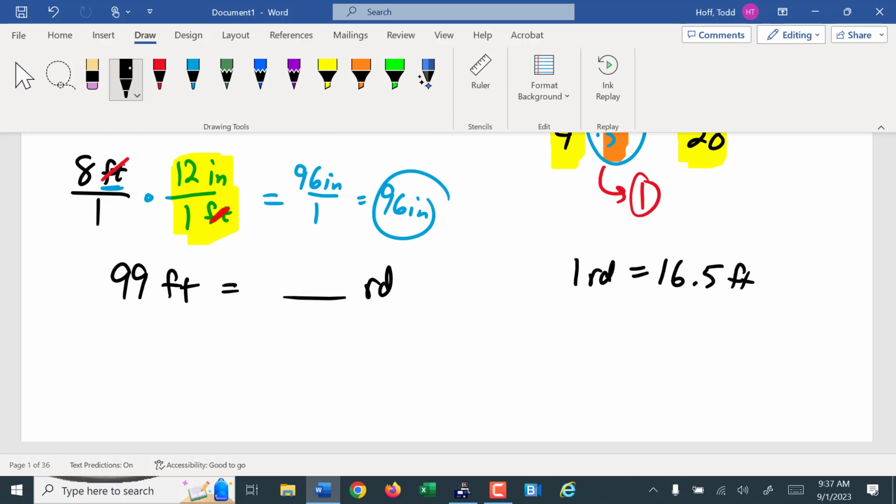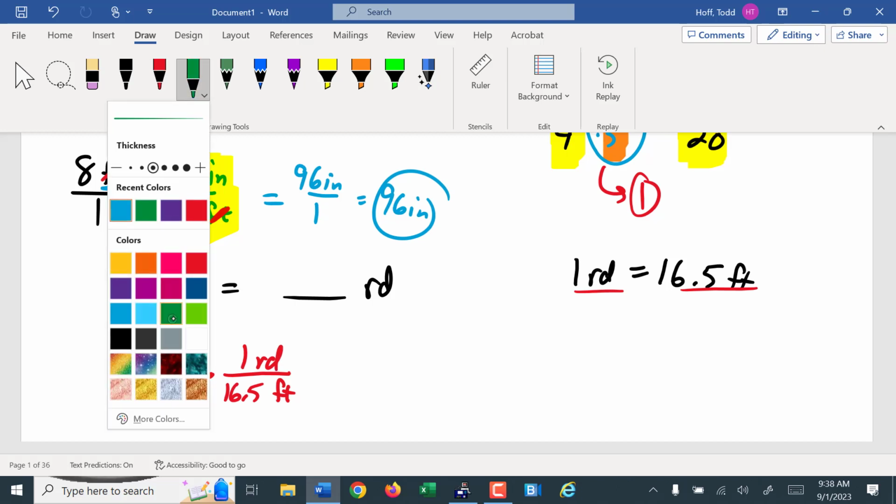So if I'm going from 99 feet into rods, this is one we're not familiar with, so we don't know just off the top of our head whether you multiply or divide or whatever. But if we set it up, it's going to just lead us right through it. 99 feet over 1. In the other fraction, where does the feet have to go? On bottom, so they cancel out. The relationship, 1 rod is 16.5 feet. So 16.5 feet is 1 rod.